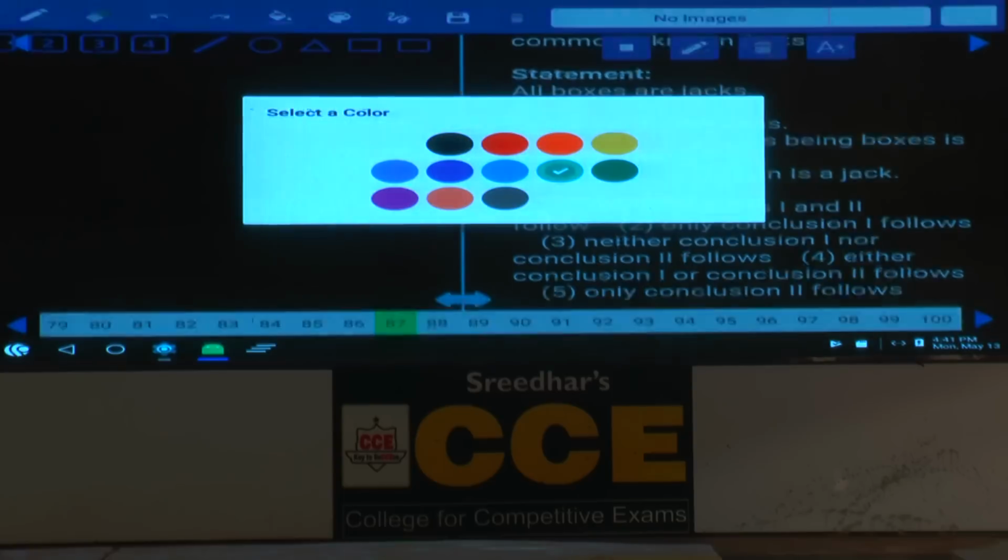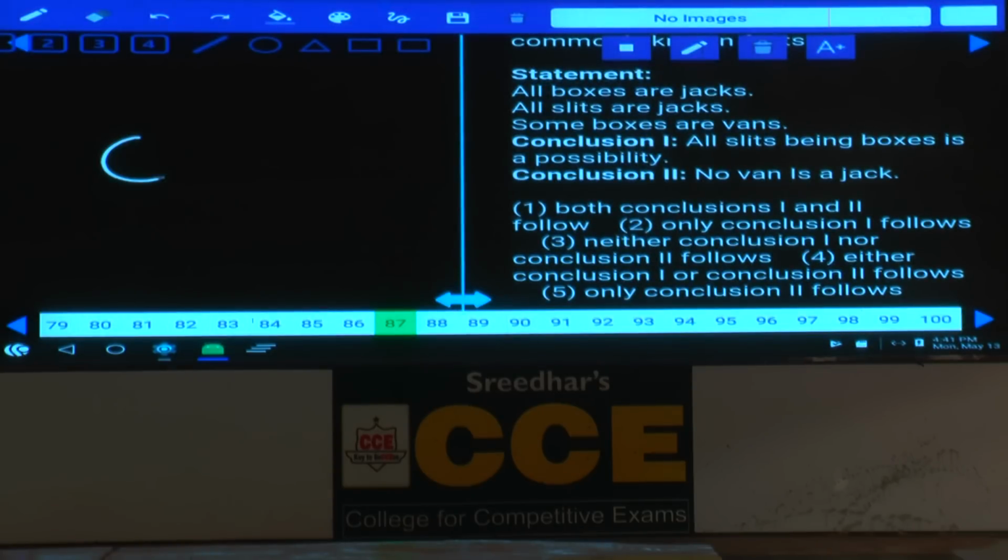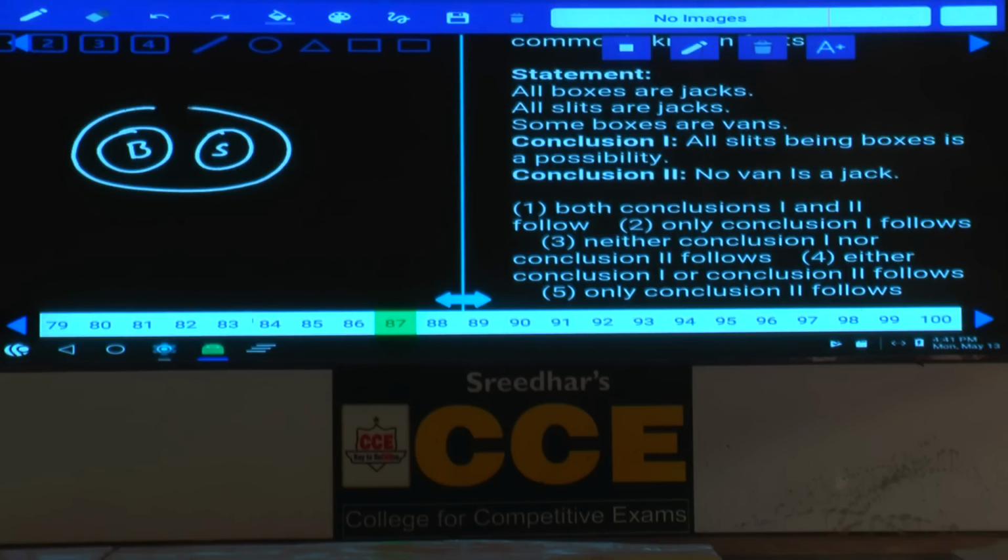Then coming to 87. All boxes are jacks, and all slits are jacks. All boxes as well as all slits, both these two are jacks. Next one, and some boxes are vans. Some of the boxes are vans can be written like this.